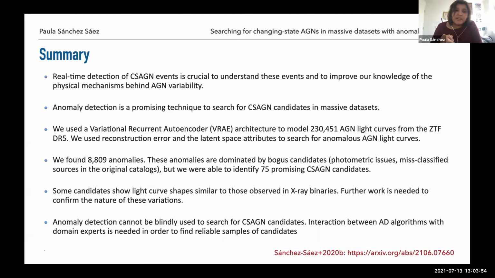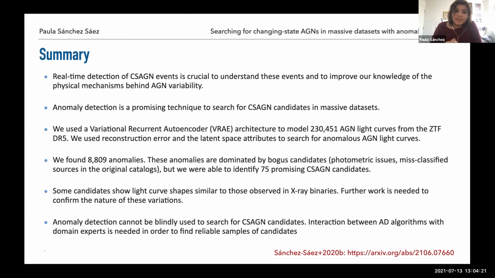So in summary, we are doing real-time detection of changing state AGNs in order to be able in the future to follow up these sources in real time. To do this, for the moment, we are using anomaly detection, and we are using this operational recurrent autoencoder architecture to study the full sample of AGNs with ZTF light curves in data release 5.